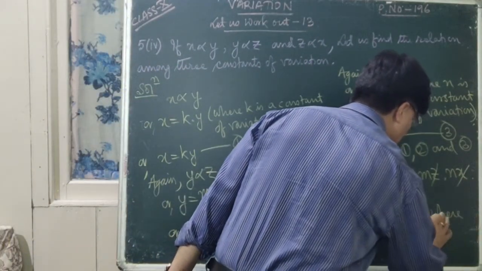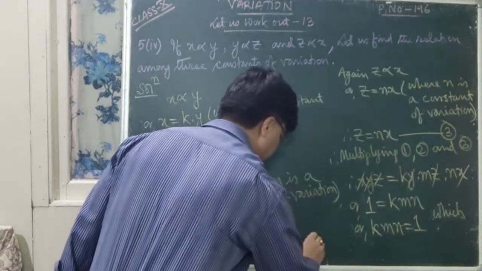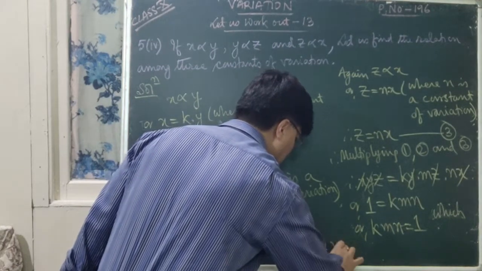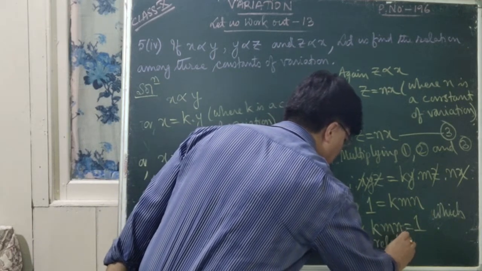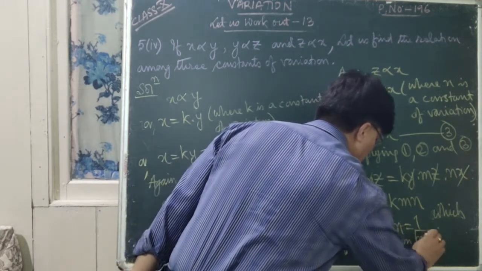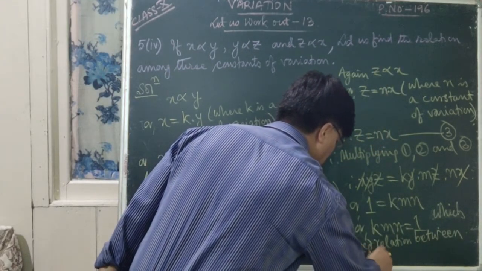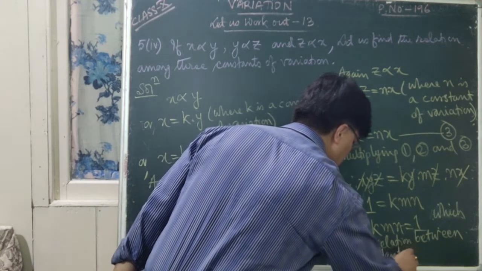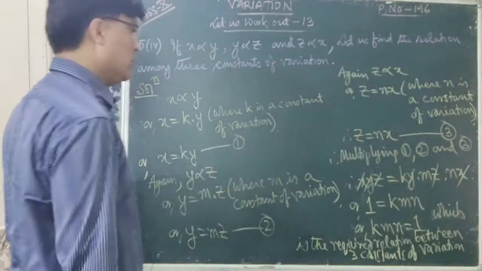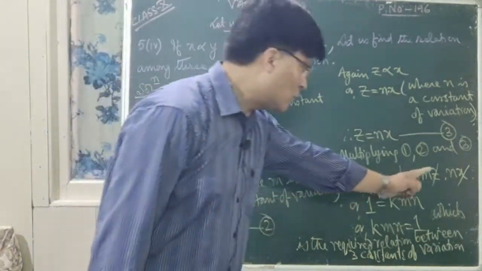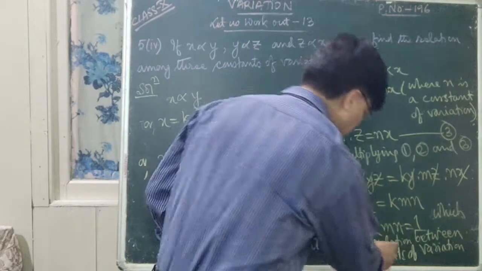Where kmn is equal to 1 is the required relation between three constants of variation.